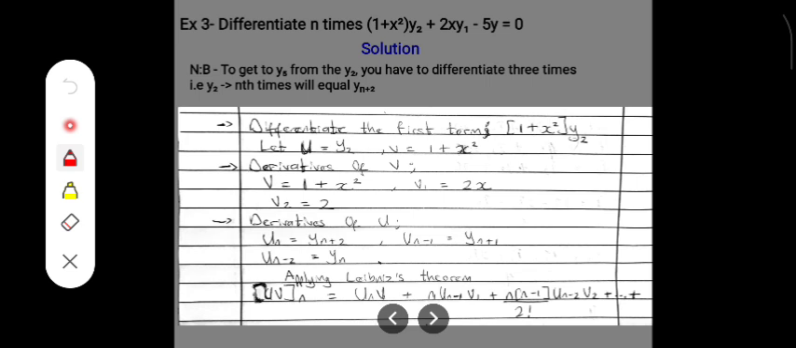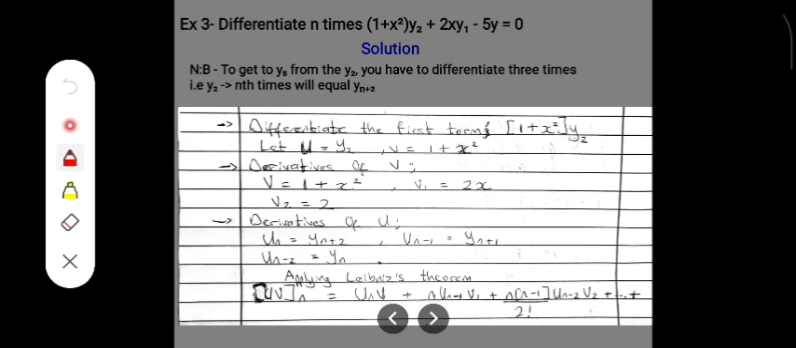Take note that let's say you have a value of y subscript 2 and you want to get to y subscript 5. All you have to do is differentiate y subscript 2 three times. That is, if I find the derivative of y subscript 2 n times, it is the same as writing y subscript n plus 2. And for our equation, we start by differentiating the first term, (1 plus x squared) multiplied by y subscript 2.